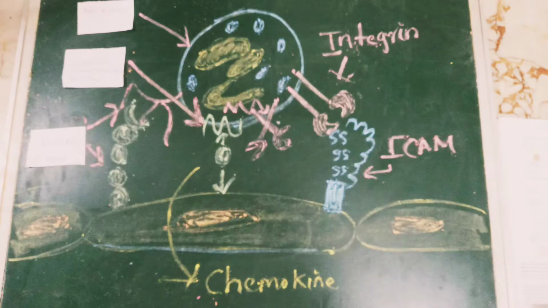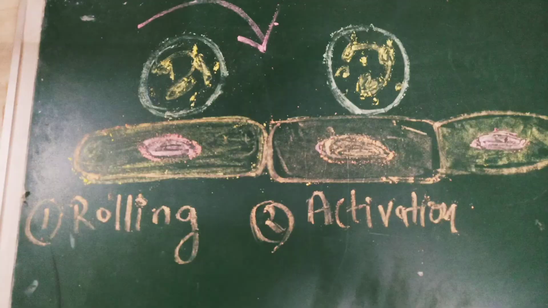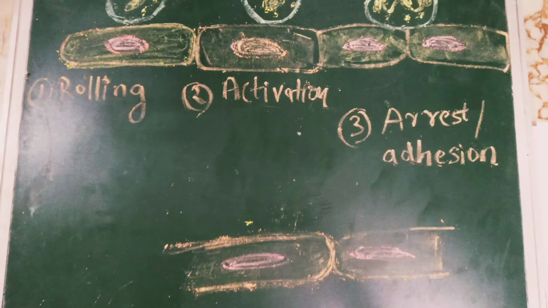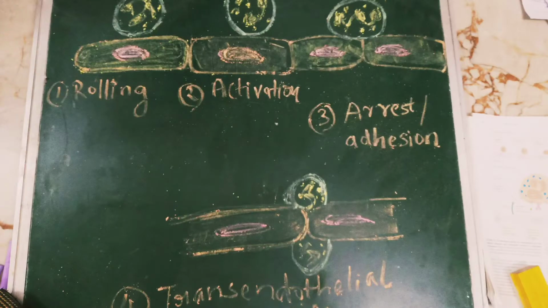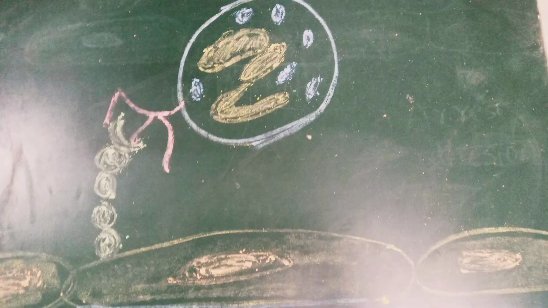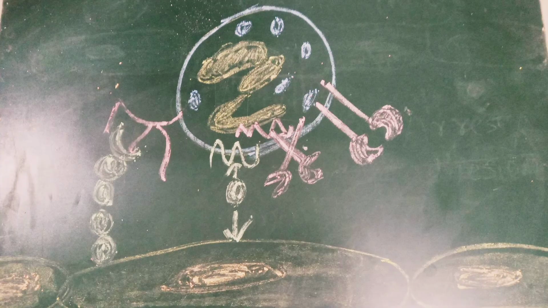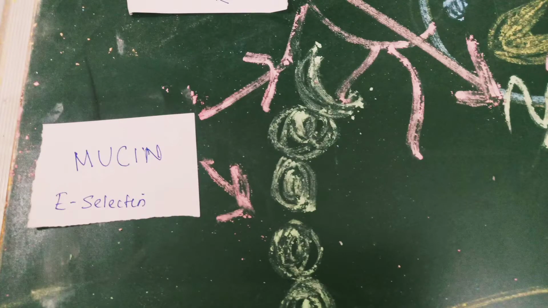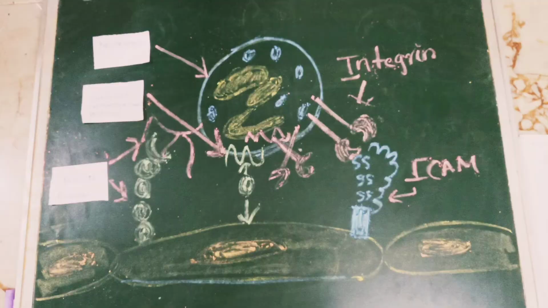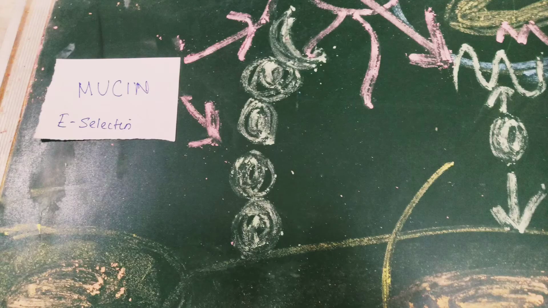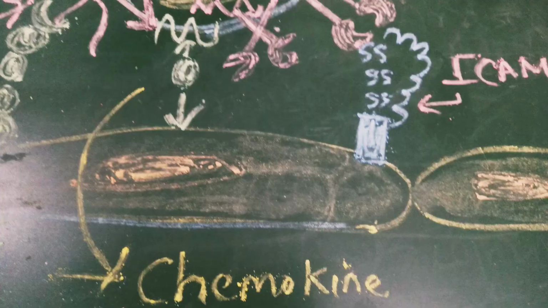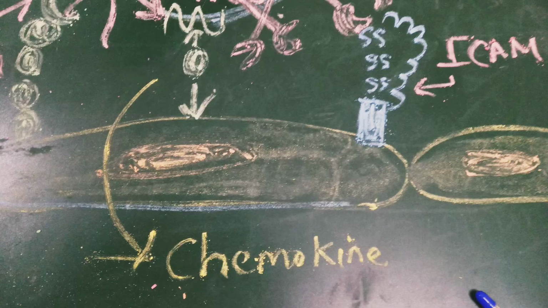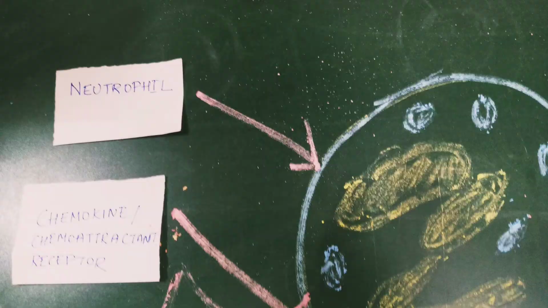But a strong interaction happens when there are more chemokines and other chemoattractants present, so that will interact between the integrins and the ICAMs, and this will stabilize the adhesion of the neutrophils to the endothelial cells. The neutrophil will bind to the endothelial cells through the interaction between the ICAMs as well as the integrins, and this will force the neutrophil between the cells of the endothelium.